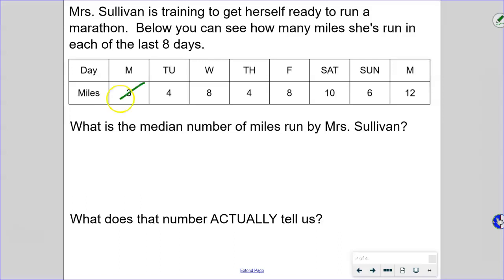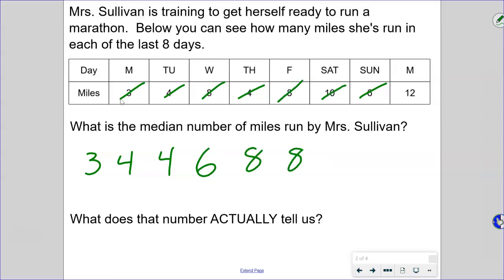So I'm going to start with the 3. And then I'm going to move on to the 4. And then we have another 4. And now we have a 6. And we have an 8. And we have another 8. We have a 10, and we have a 12.